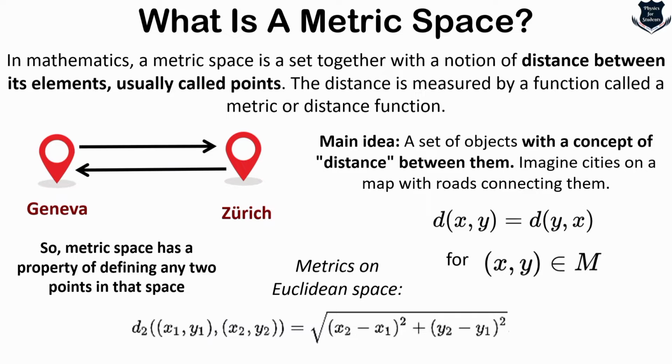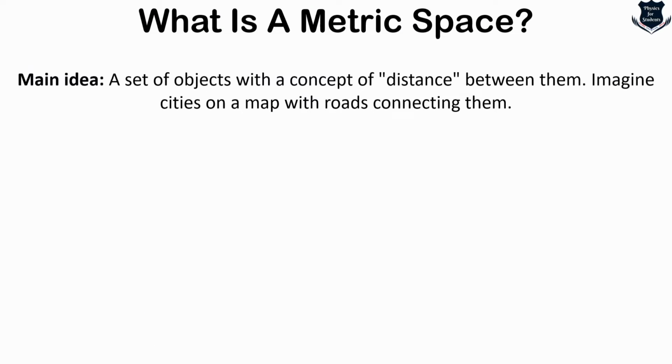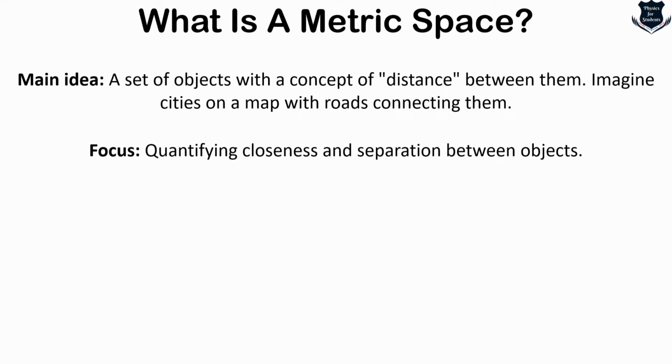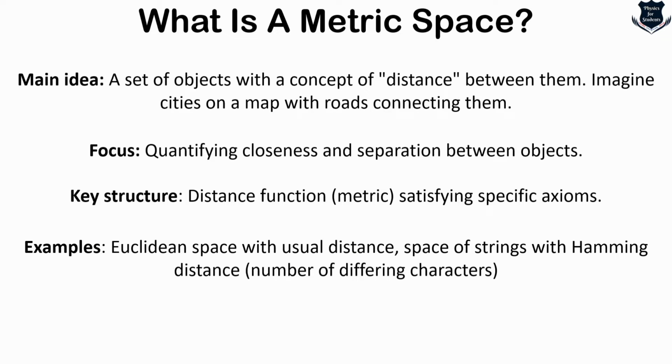Let us imagine cities on a map with roads connecting them. So from vector space, we move into a metric space where there is something called D, which is a function, and it measures the distance from one point to another. It can be places, cities, locations, countries, whatsoever. Here you see the main idea is a set of objects with a concept of distance between them. The focus is that it quantifies closeness and separation between objects. The key is the distance function specifying axioms, and examples are Euclidean space with the usual distance, space of strings, etc.